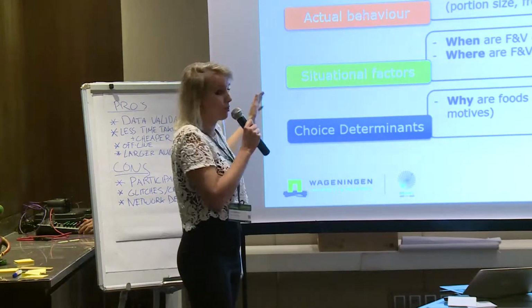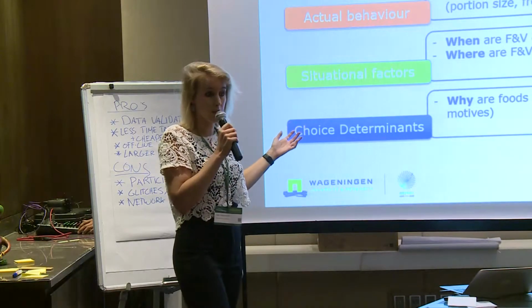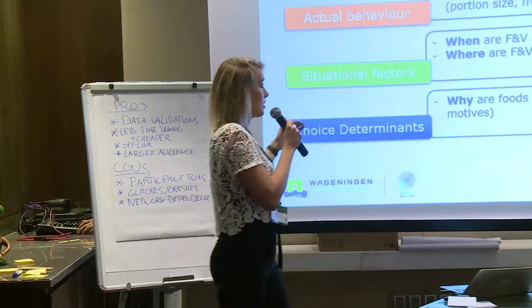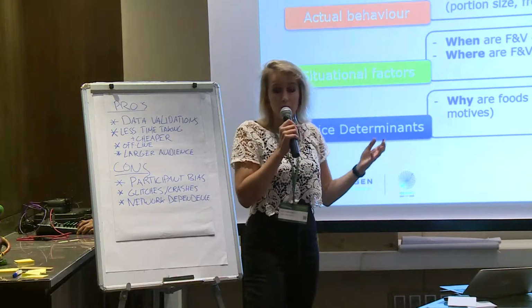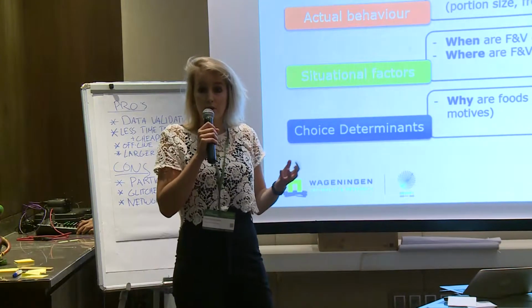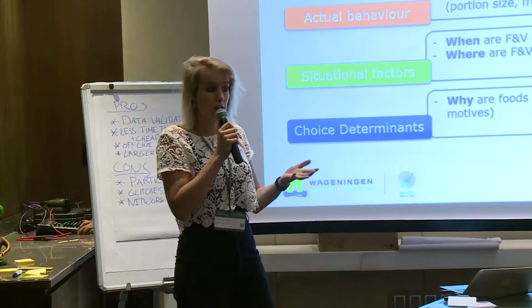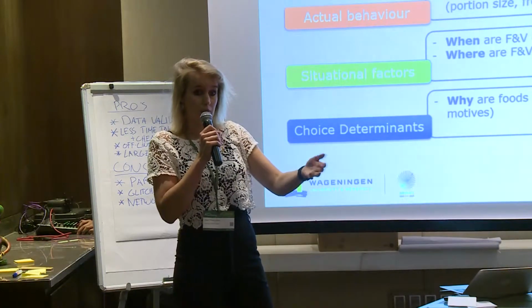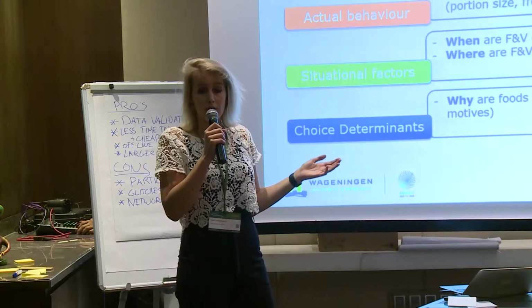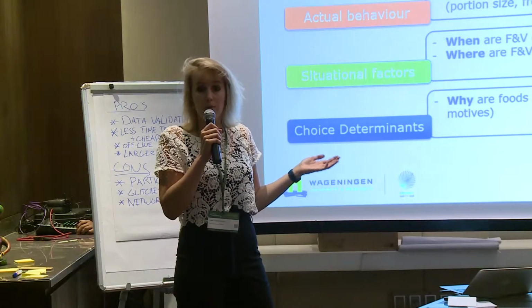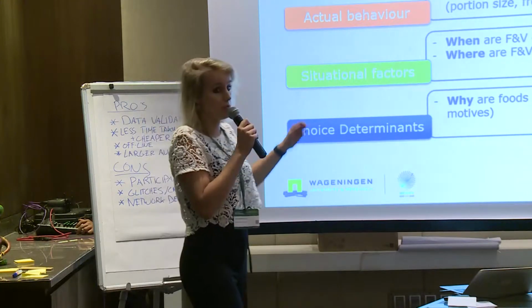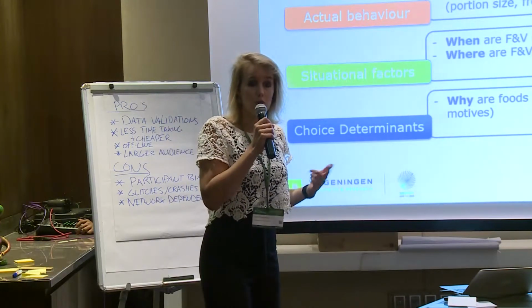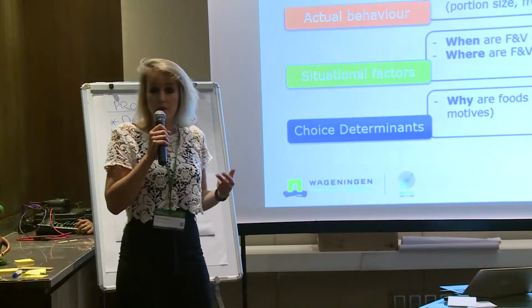So also the situational factors, the context plays an important role. So you can see it about when are food and vegetables consumed? Is it in the morning, during breakfast, is it at lunch or dinner or snacking? As Jos already presented, we see that motives vary across the day. And also where are food and vegetables consumed? Is it at home, on the go, at your work, at school?